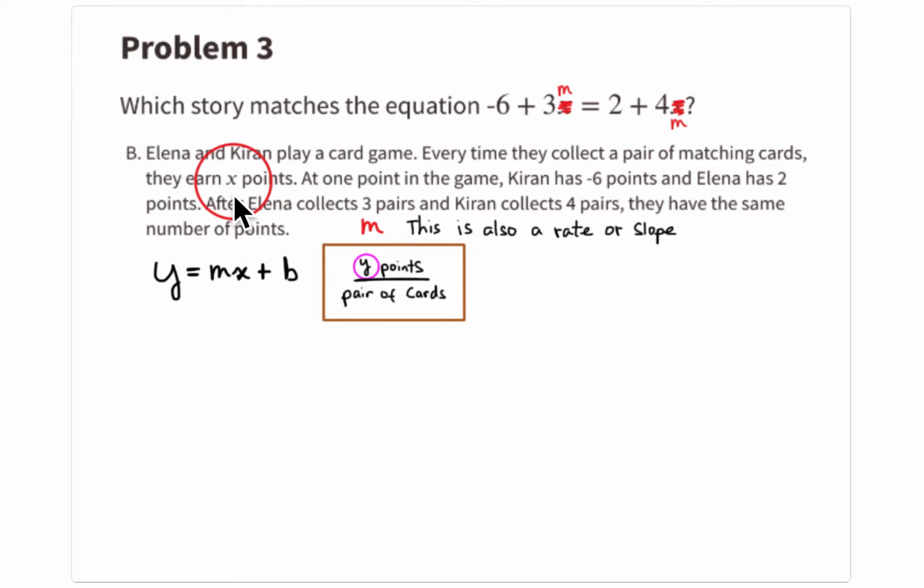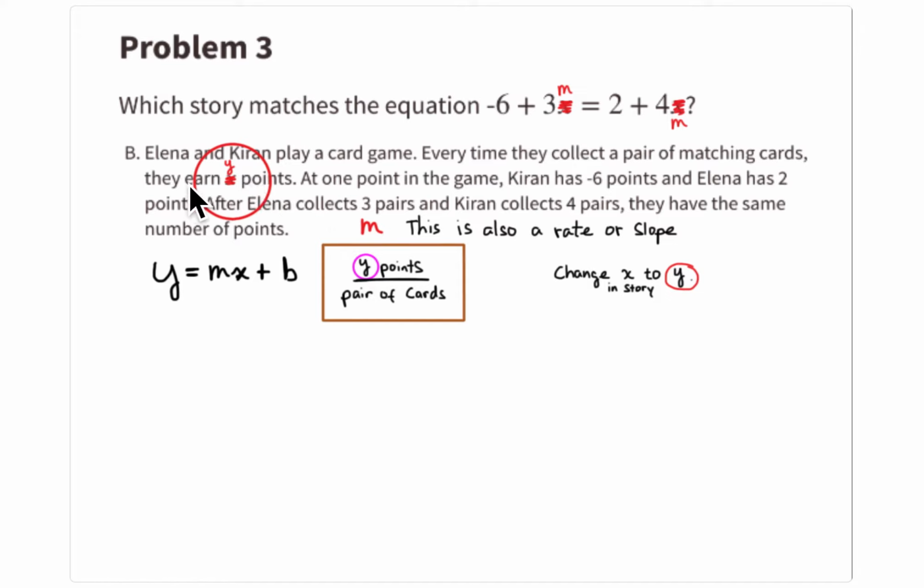But then I looked at this x right here. What is that x right there? It's x points. But this x up here is points per pair. So these two x's are points per pair. This x is just points. Well, you can't have that. You can't have an x be two different things.